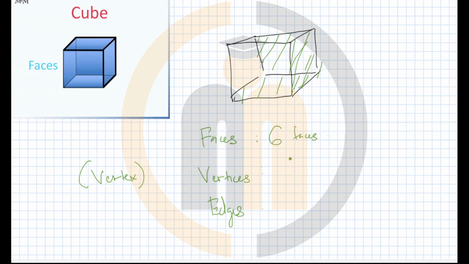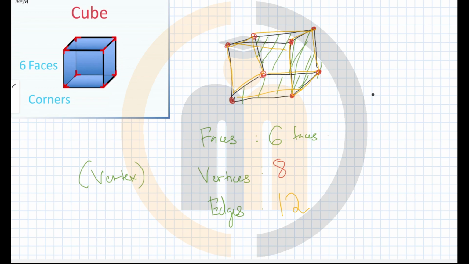As for vertices, they are the sharp points of the object. For example, these are the sharp points, the corners. 1, 2, 3, 4, 5, 6, 7, 8. So you should have 8. And lastly, the edges are basically the sides themselves. We have 1, 2, 3, 4, 5, 6, 7, 8, 9, 10, 11, 12. If you count them, you will get 12 edges. Every shape has these 3 properties differently.